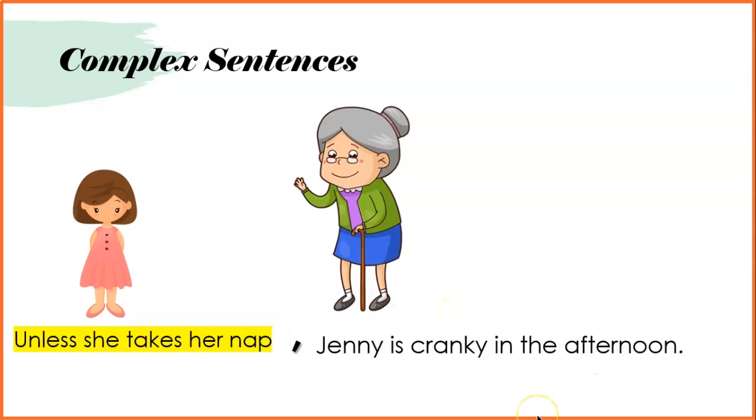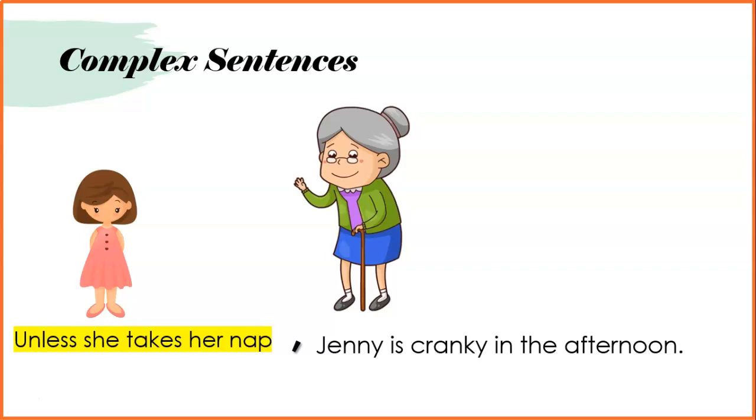So here's another example. Unless she takes her nap, Jenny is cranky in the afternoon. Unless she takes her nap is dependent. It doesn't make sense by itself. It can't go anywhere alone. Jenny is cranky in the afternoon is independent. Grandma can go places alone if she wants to.